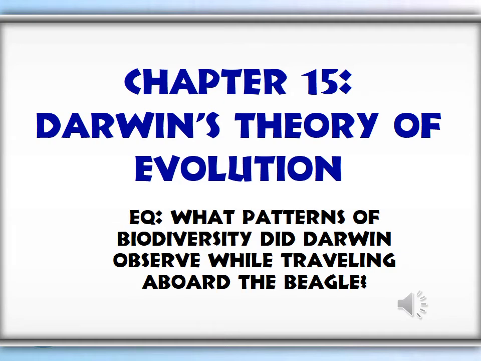Today we're starting a new unit. This is Chapter 15, Darwin's Theory of Evolution. Your EQ is: what patterns of biodiversity did Darwin observe while traveling aboard the Beagle? Today we're going to look at Charles Darwin and how his voyages helped him better understand what was going on on the planet. First, we're going to talk about some of the vocabulary you need to be familiar with.